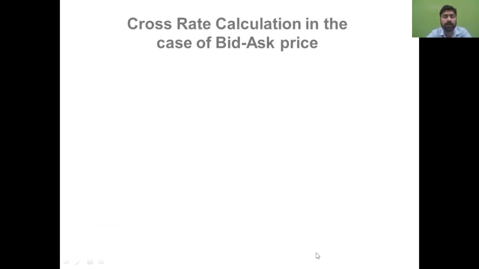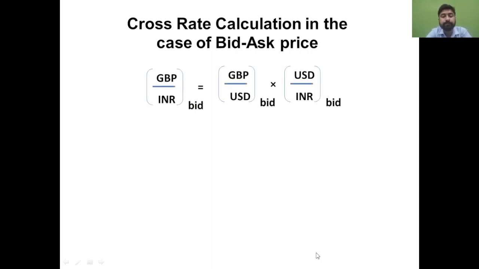Now there is another challenge, and the challenge is cross rate calculation in the case of bid and ask price. The previous question was very simple, where you only dealt with one price. But yesterday, if you remember, you also studied the concept of bid and ask, right? If that is given, then you need to use this formula. I have taken an example where you need to calculate the cross rate between the Great Britain pound and INR. So this bid price formula will be GBP/USD bid and then USD/INR. See carefully that this USD will get cancelled with this USD in the numerator.